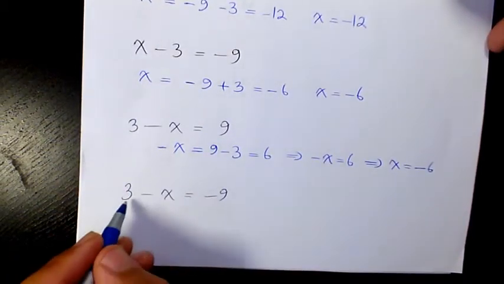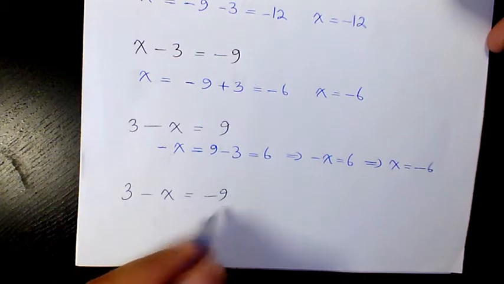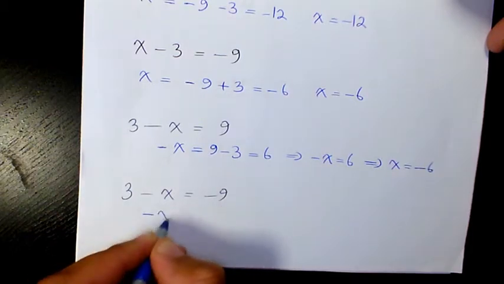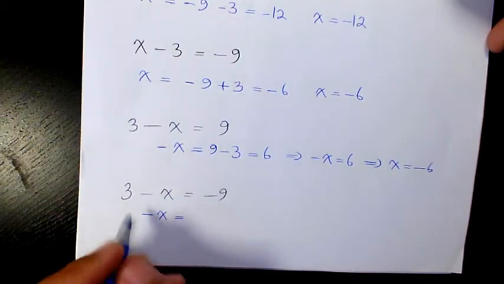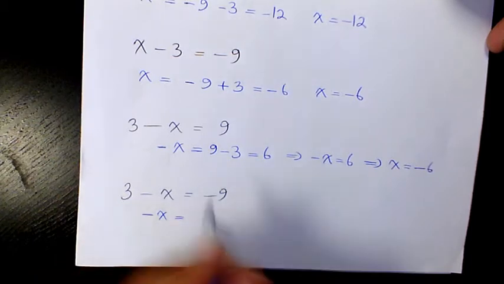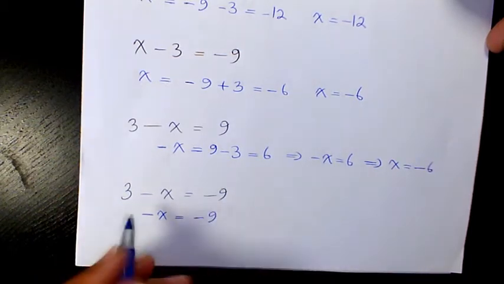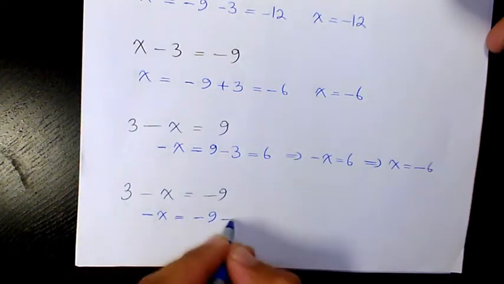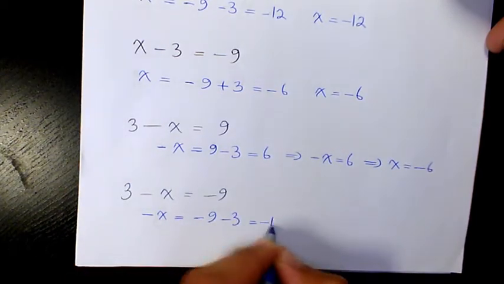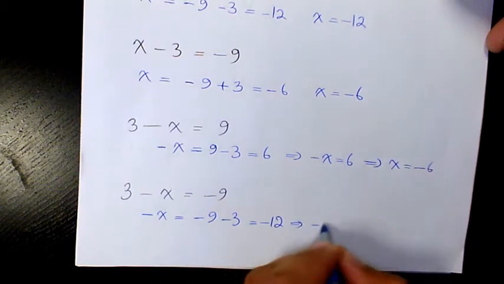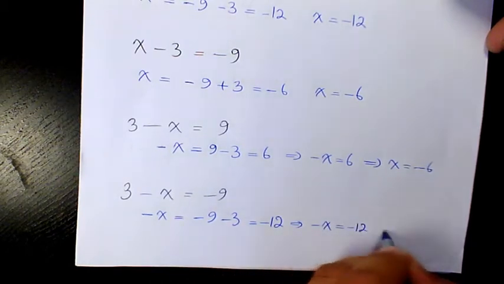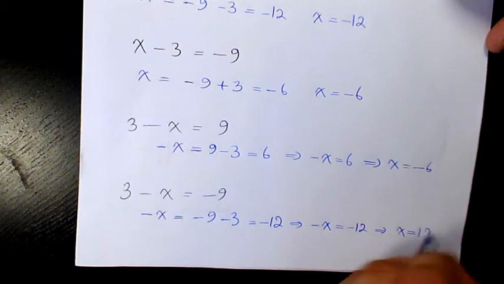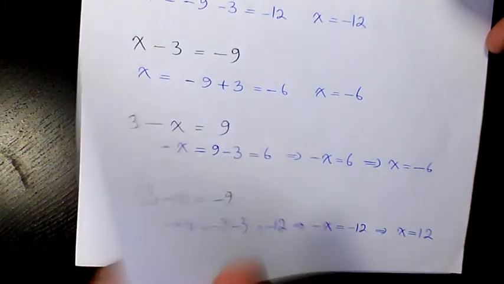Next one is 3 minus x equals negative 9. So again, I keep negative x on the left hand side of the equation and I move 3 to the other side. So negative 9 didn't change, but 3 changed from this side to the other side. So it's going to be negative 3. So that's going to be negative 12. So negative x equals negative 12. Therefore, x equals 12.